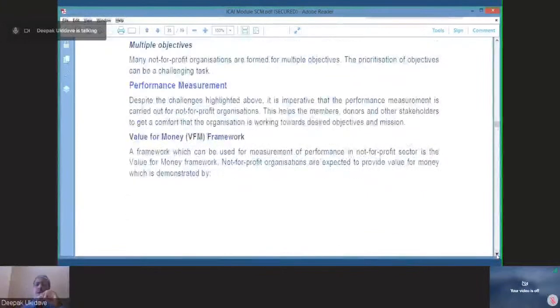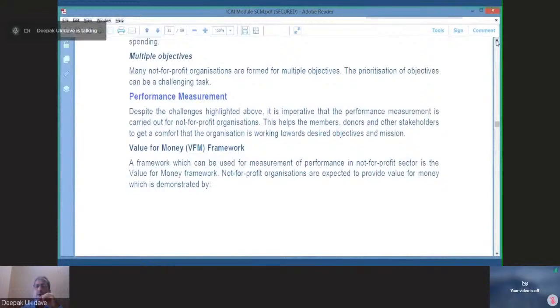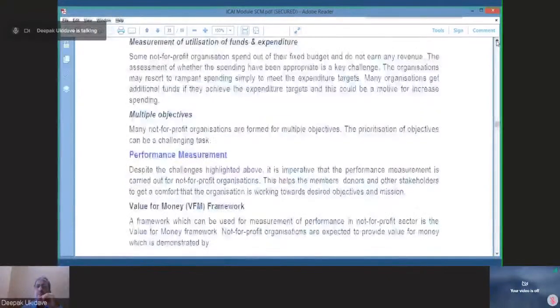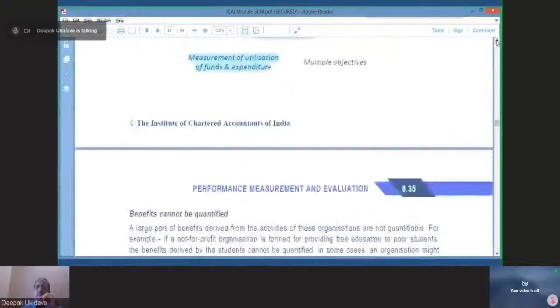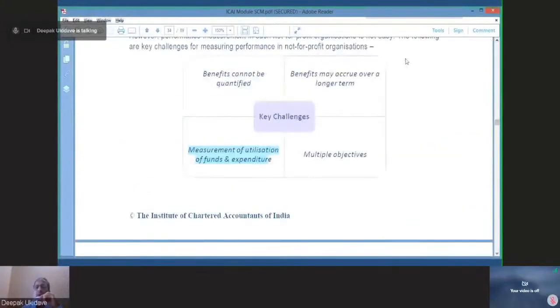So if you want to identify the major 4 bottlenecks or difficulties encountered by the top management of a not-for-profit organization in the evaluation or measurement of performance, these are the 4 challenges highlighted in this diagram. Benefits cannot be quantified, most importantly in financial or monetary terms. Benefits may accrue over a long term. Right? When expenditure is incurred in the first year, benefits may be spread over more than 1 year. Measurement of utilization of funds and expenditure: at the cost of assessing the requirement, whether the funds are required to be spent or not, they will be spent anyhow to get the next round of donation. And then the prioritization of multiple objectives.